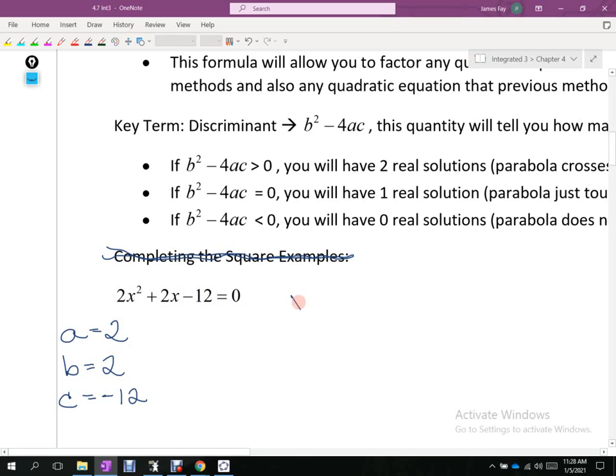Our formula is x equals the opposite of b, plus or minus the square root of b squared minus 4ac, all over 2a. Okay, before we start plugging things in, we'll talk about that plus or minus. The plus or minus there basically tells us that there's going to be two answers.